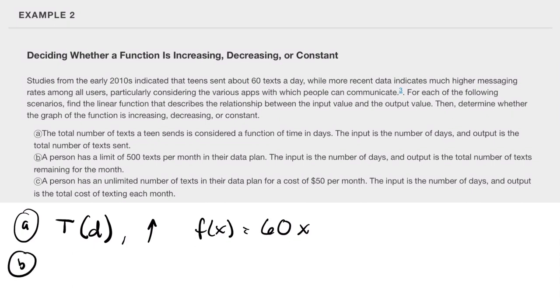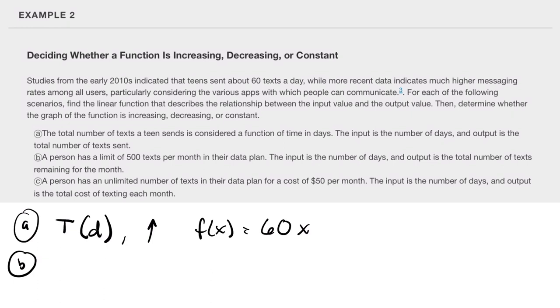A person has a limit of 500 texts per month in their data plan. The input is the number of days and the output is the total number of texts remaining for the month. Okay, if they have a limit of 500, and I guess we're still using the 60 texts per day, we could create a function. If we made a table of values, on day 0 they still have 500. After 1 day, if they've done 60 texts, then it's going to be 500 reduced by 60.